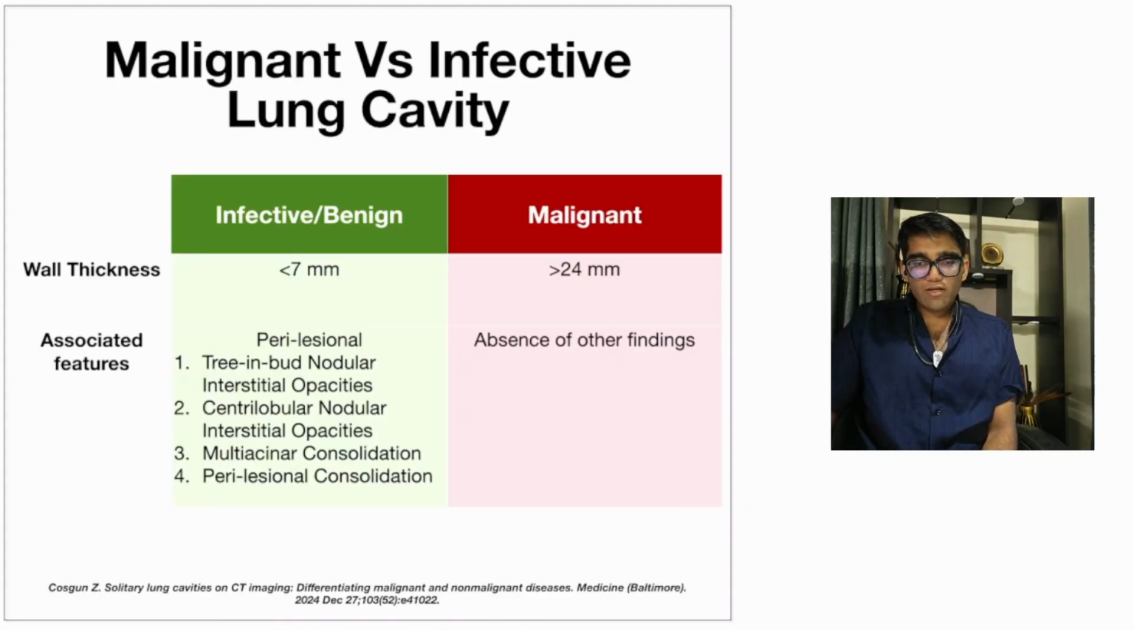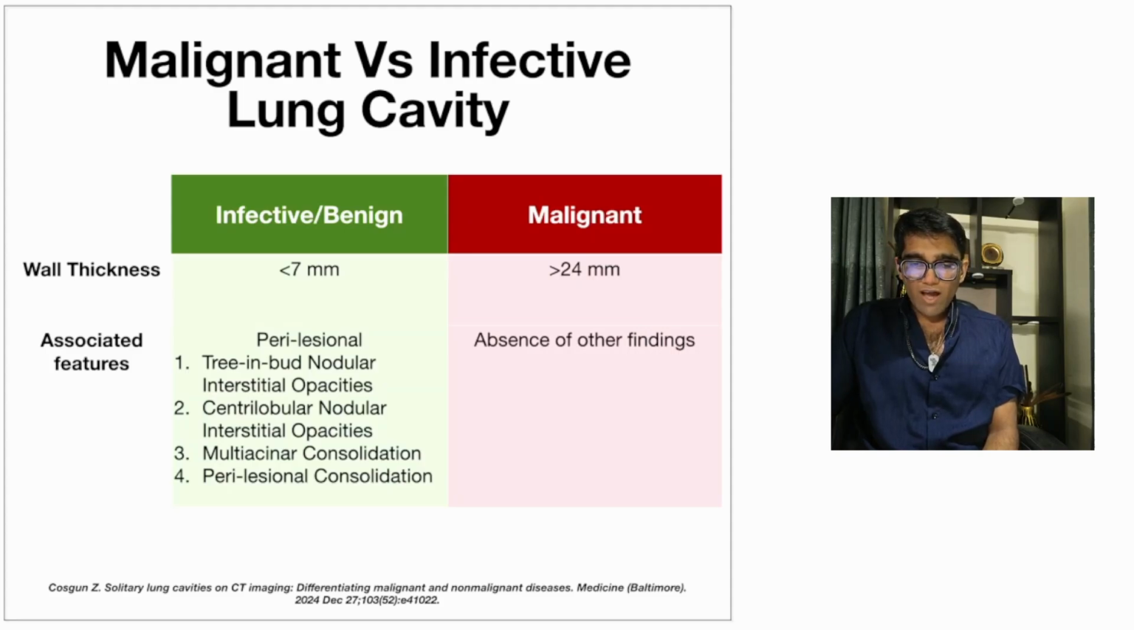Now, lung cavities may be malignant, may be infective. Wall thickness is an important factor, other than associated findings, that helps you differentiate. A wall thickness of less than 7 millimeters strongly indicates a benign or infective cause of the cavity, and a wall thickness in excess of 24 millimeters strongly indicates that it is a malignant cavity.